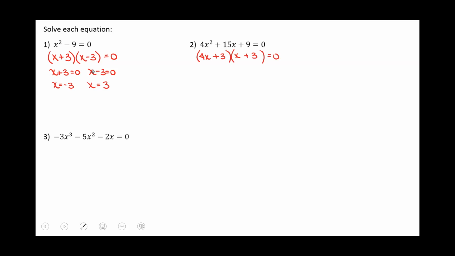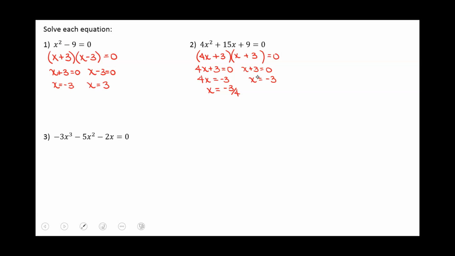All right, look at another one of those. So we're going to start off by factoring. Then we'll set each of those factors equal to 0. And then we can just solve the resulting equation. So here we could subtract 3 from both sides and then divide by 4. And then here we could subtract 3. And those would be our two solutions.